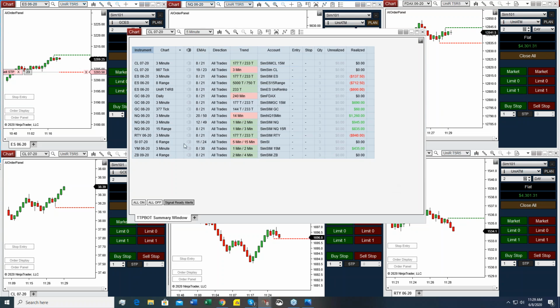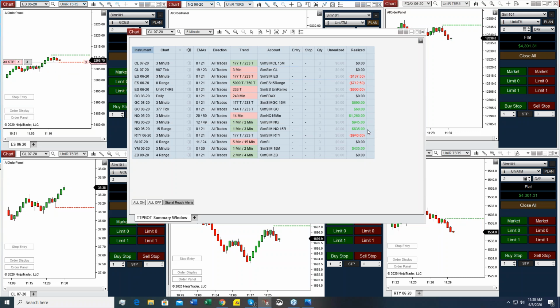On the session, we've got 435 here on the YM. And if I'd have kept that trade on, would have been up much more because it went to target. 835, 945, 1260, 60, and 690 in the green is 42.25. Well, minus the losers, 137.50, minus 712.50, minus 600, minus 940. The bot still finished up aggregate total $1,835, fellas.